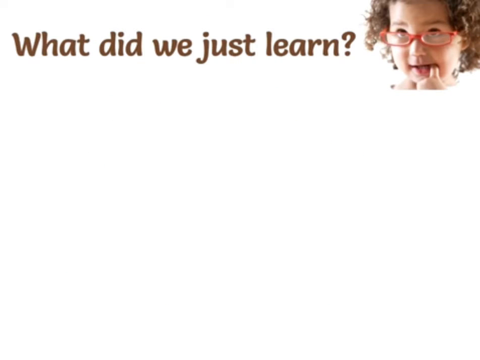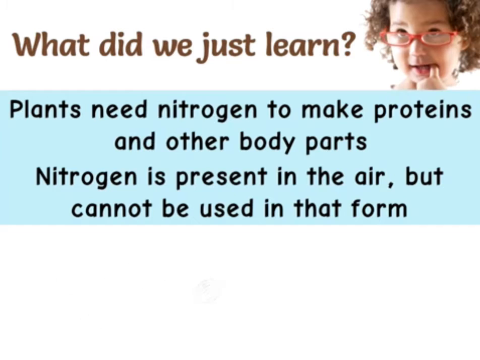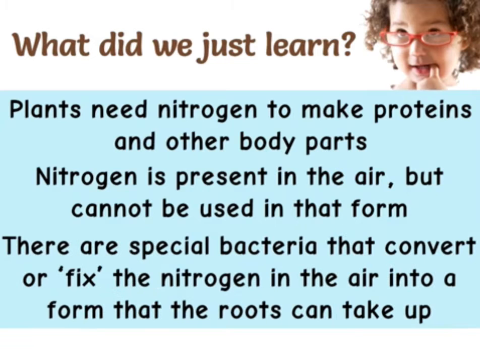What did we just learn? Plants need nitrogen to make proteins and other body parts. Nitrogen is present in the air but cannot be used in that form. There are special bacteria that convert or fix the nitrogen in the air into a form that the roots can take up.